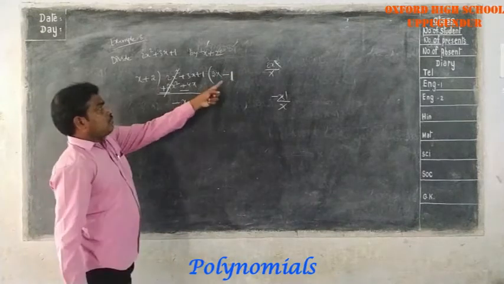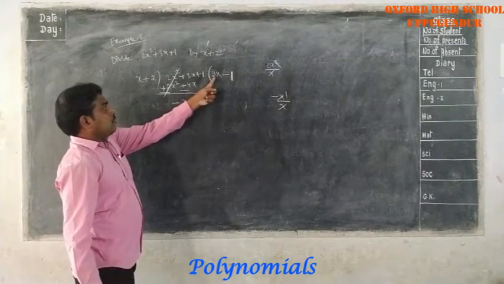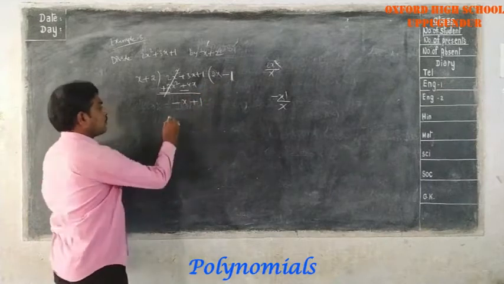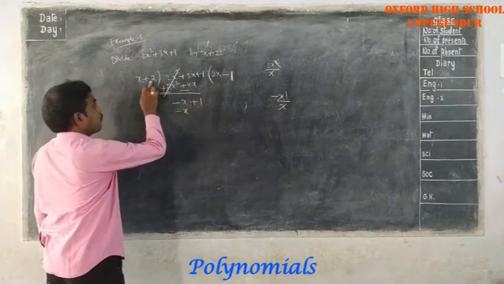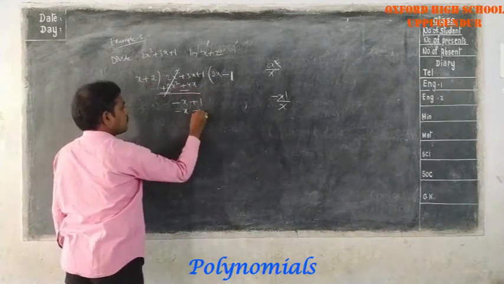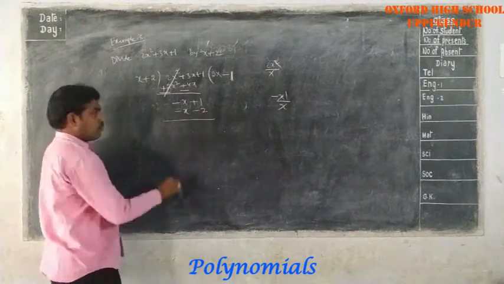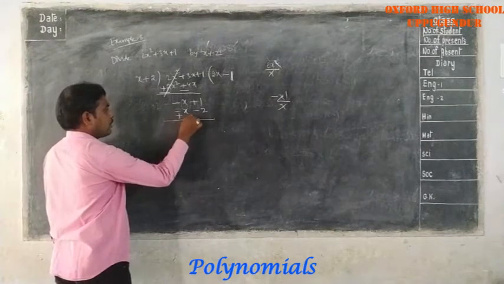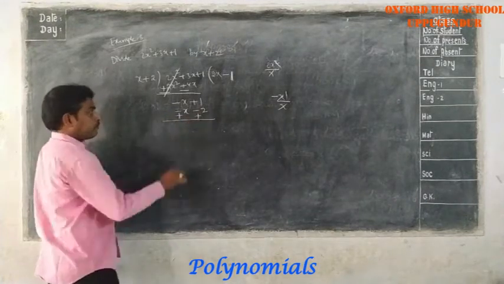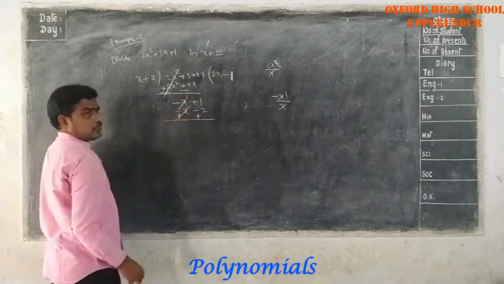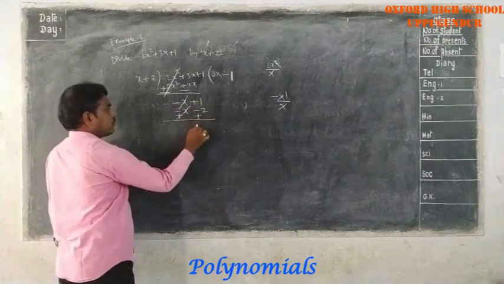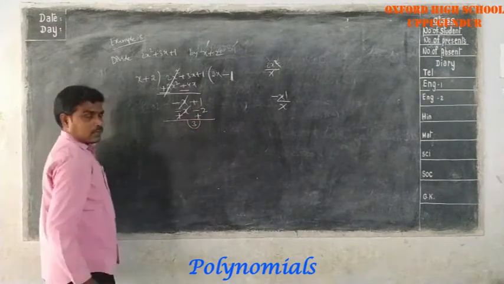So x into minus 1 is minus x, plus 2 into minus 1 is minus 2. To remove x we have to subtract, so the signs change. Minus x plus x cancel. Plus 1 plus 2 is plus 3. 3 is the remainder.